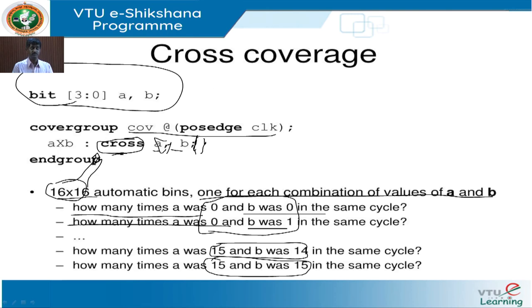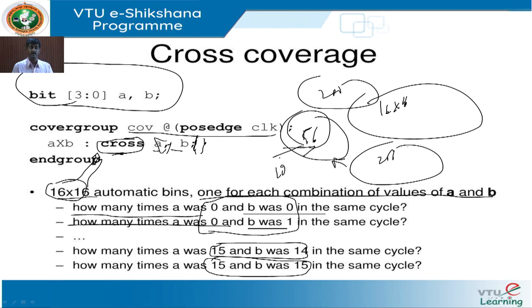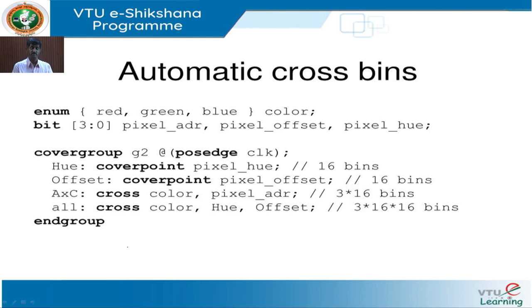So what is the total analysis? 16 cross 16 is around 256. So if I cross 56 values, the remaining 200 will be taken care of. What is my cross coverage percentage in this 56? If I consider only 10 cross coverage values, then it will be 10 out of 56. That is my total percentage which needs to be considered.